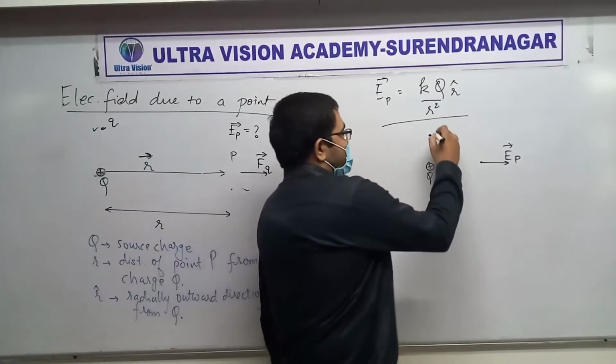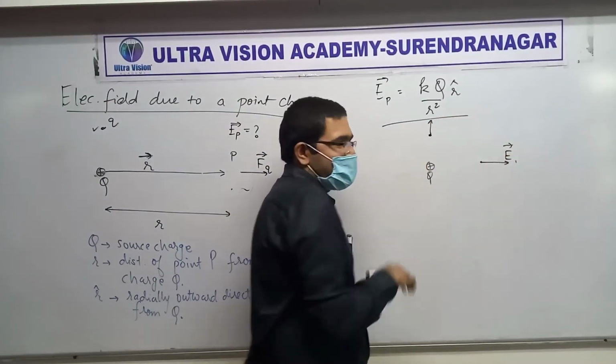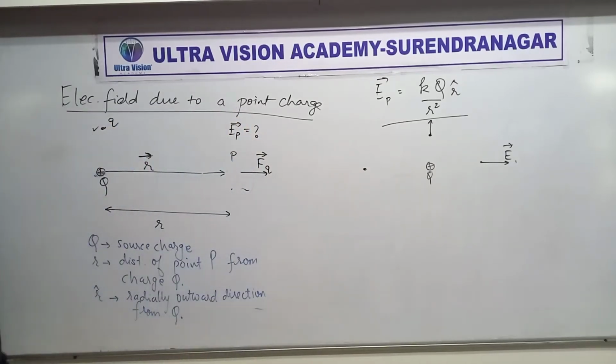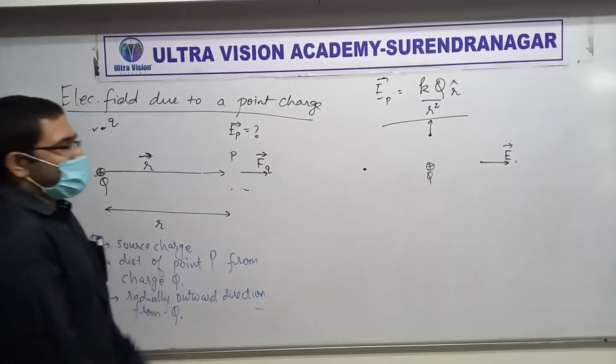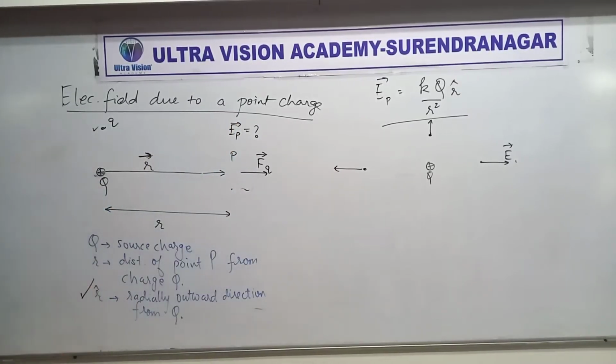Sure? Here the electric field is upwards. Like this you can draw it at every other point. Suppose you take one point on the left side, the electric field will be to the left. So basically, this sentence does help.